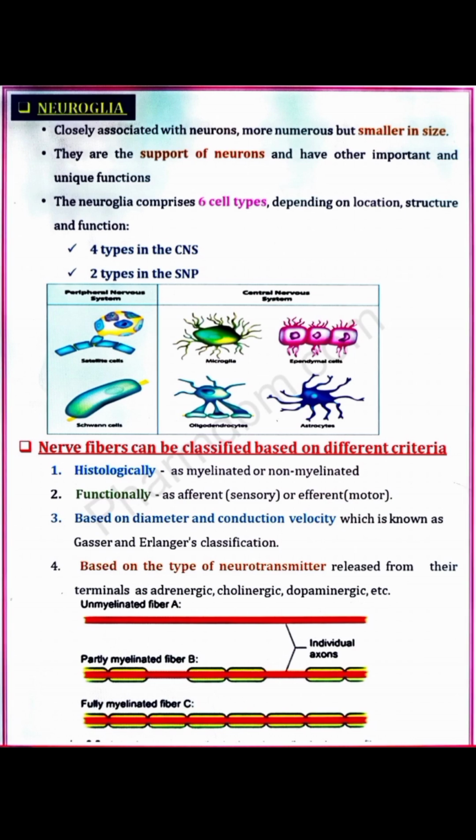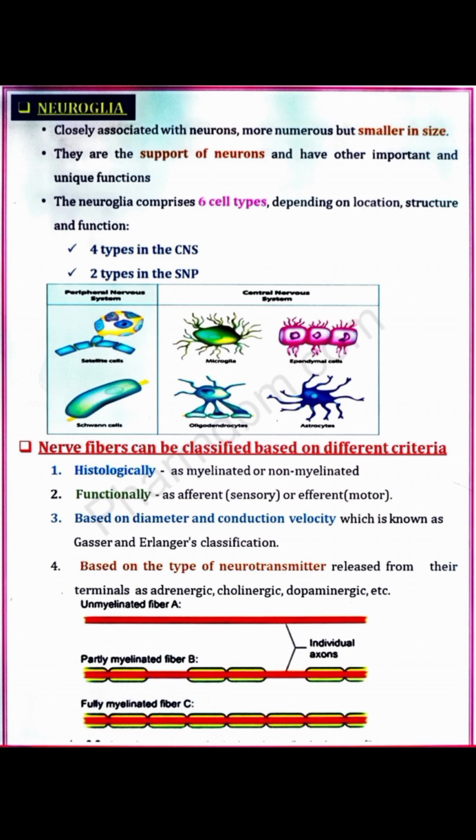Neuroglia. Neuroglia are closely associated with the neurons, more numerous but smaller in size. They are the support of neurons and have other important and unique functions. The neuroglia comprise 6 types of cells depending on their location, structure and function. 4 types are in the CNS, meaning the central nervous system. 2 types are in the peripheral nervous system: satellite cells and Schwann cells. The central nervous system involves microglia, ependymal cells, oligodendrocytes and astrocytes.